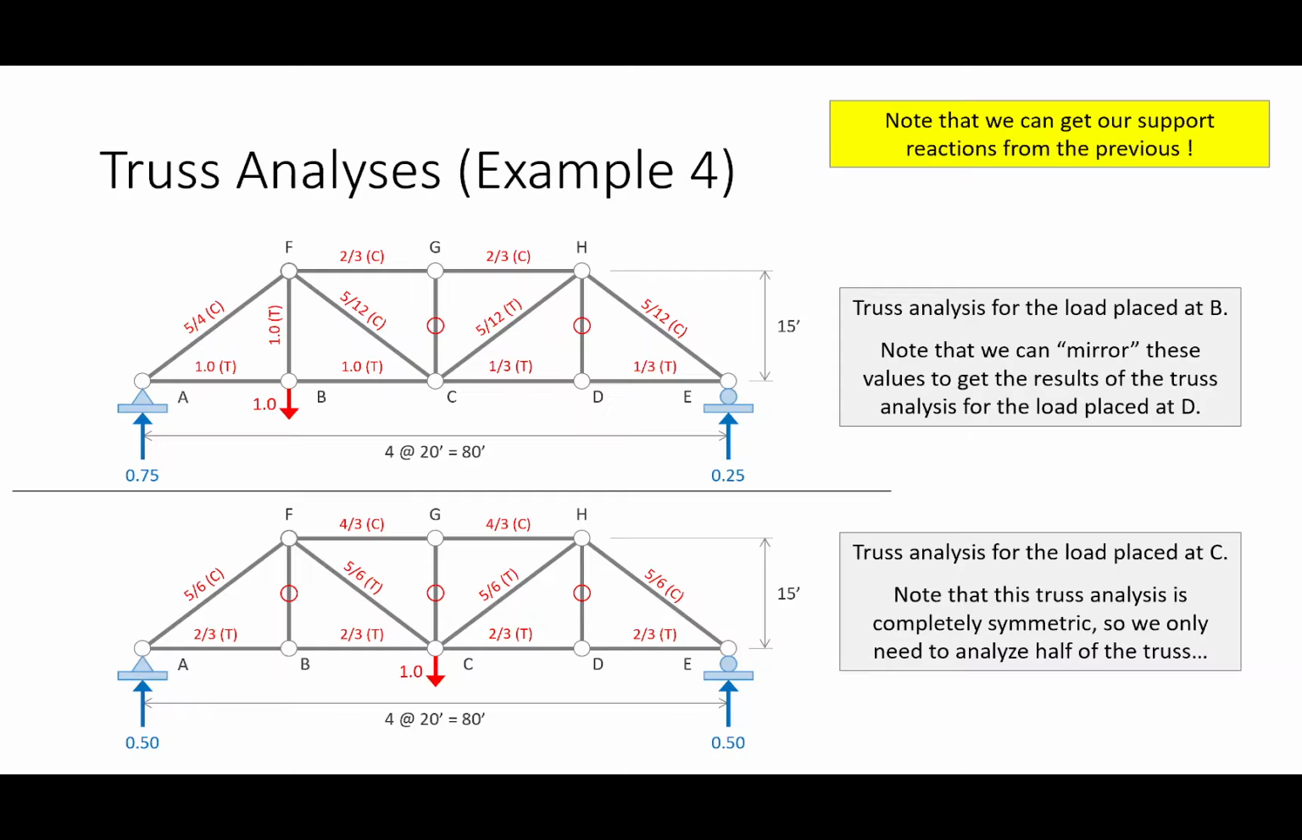Okay, all right. Now let's do member FG, okay? So what goes here? 2/3. Not quite. Negative. There we go. Negative 2/3.